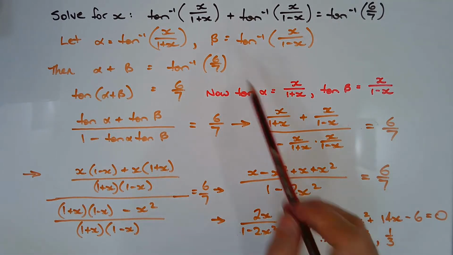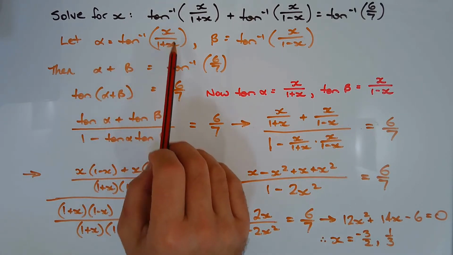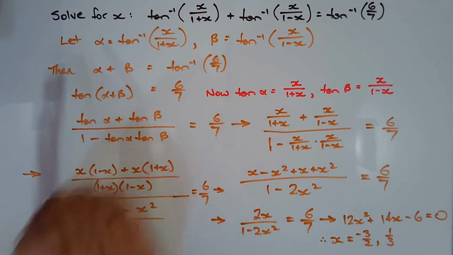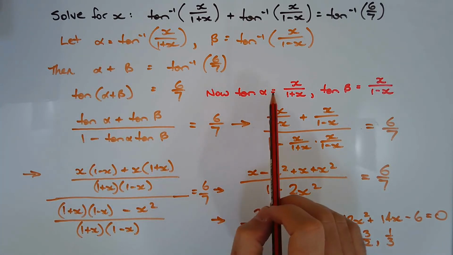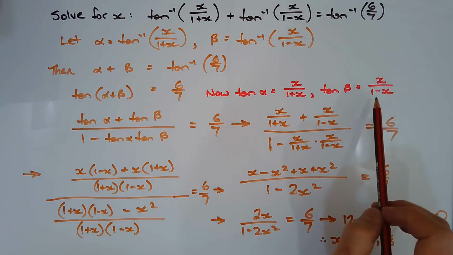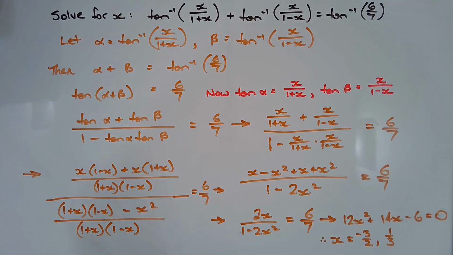Now the next thing to bear in mind is that if alpha is equal to inverse tan of x over 1 plus x, then taking the tan of both sides, tan of alpha is equal to x over 1 plus x, and tan of beta is equal to x over 1 minus x. And that's going to come in very useful shortly.